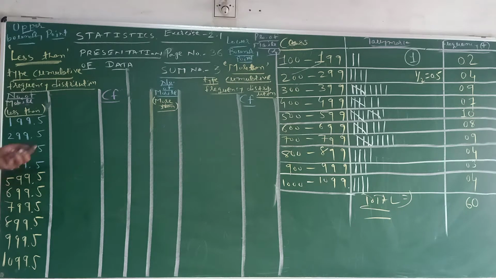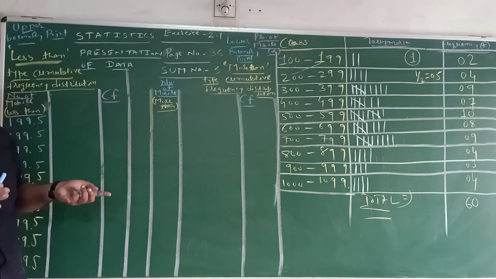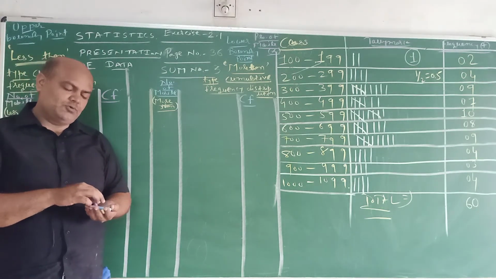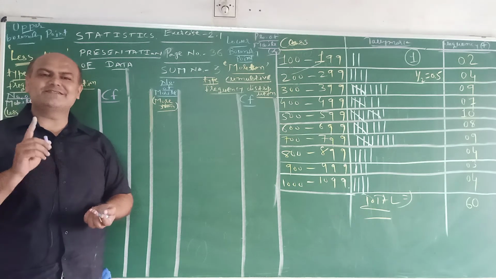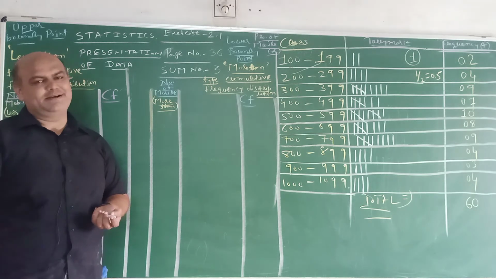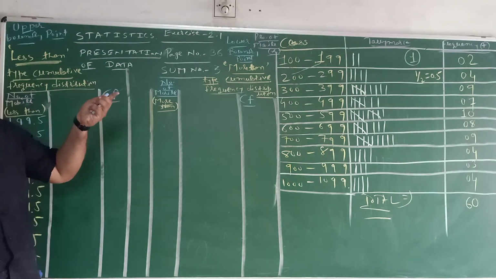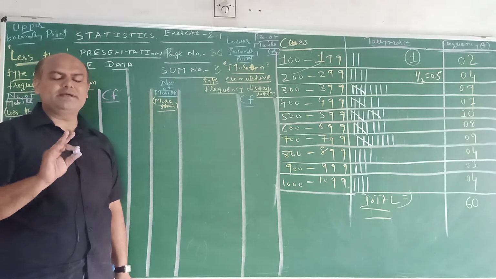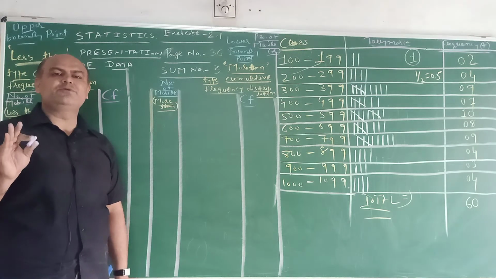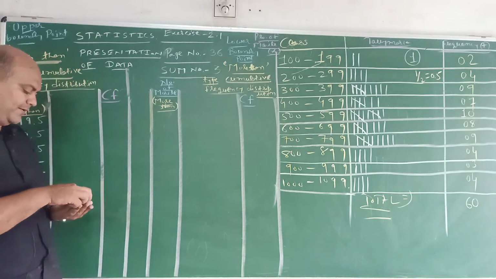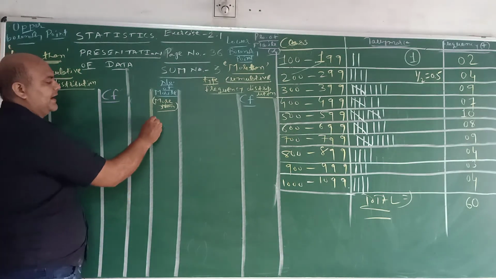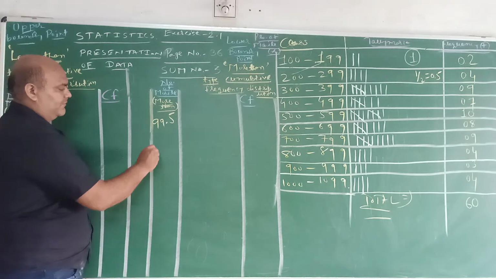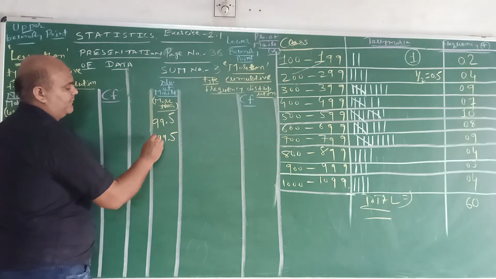And for more than type, we need lower boundary point. How to get the lower boundary point, sir? Deduct 0.5 from the lower limit. So 100 is the lower limit of the first class, so the first lower boundary point is 100 minus 0.5, that is 99.5. Then 199.5.